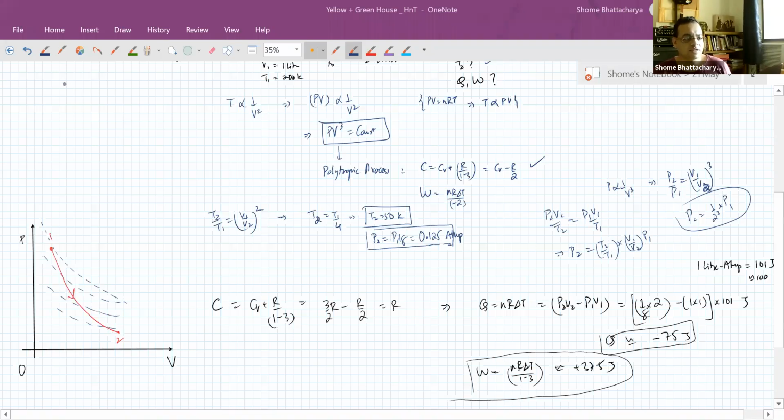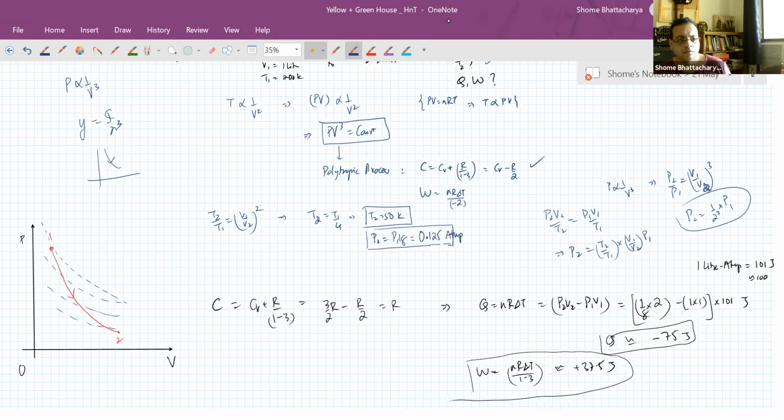So the graph is of this type. Now, pressure is proportional to 1 by V cube. So it's a y equals 1 by x cube type of graph, or y equals some constant by x cube. So it's hyperbolic like this. Understood? Yes, sir. The graph is clear now?